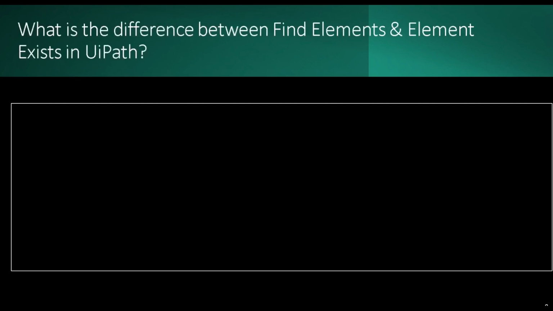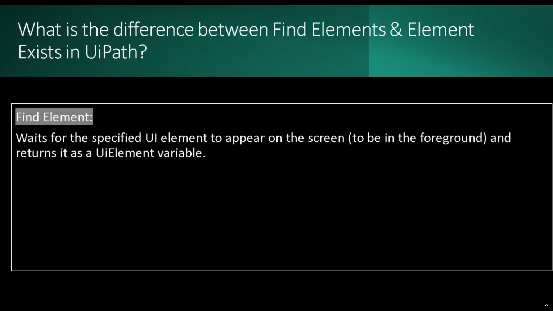So let's go to the next question. What is the difference between Find Element and Element Exists in UiPath? So what is Find Element? It waits for the specified UI element to appear on the screen, to be in the foreground, and returns it as a UI element variable. Okay, it returns a UIElement type variable. So that is important.